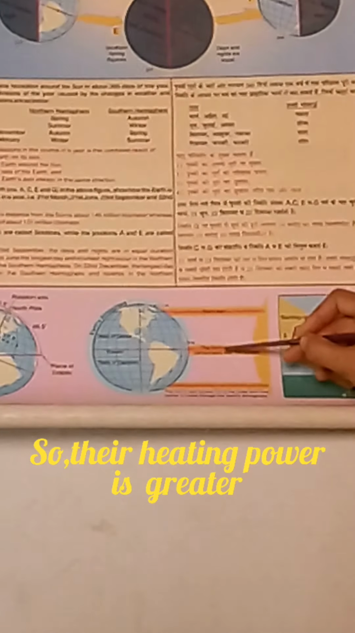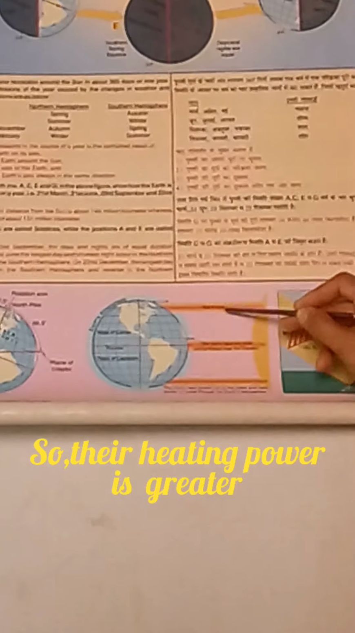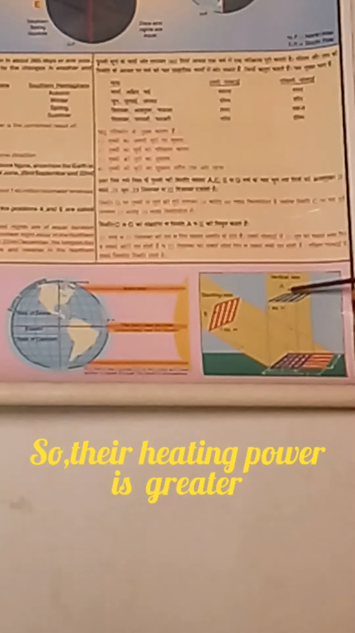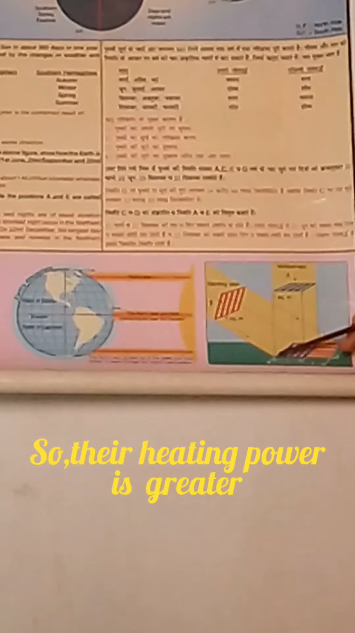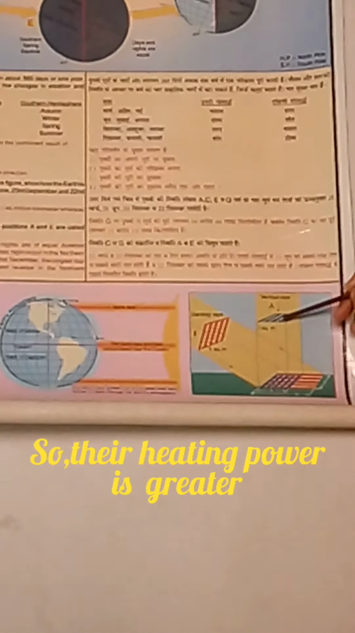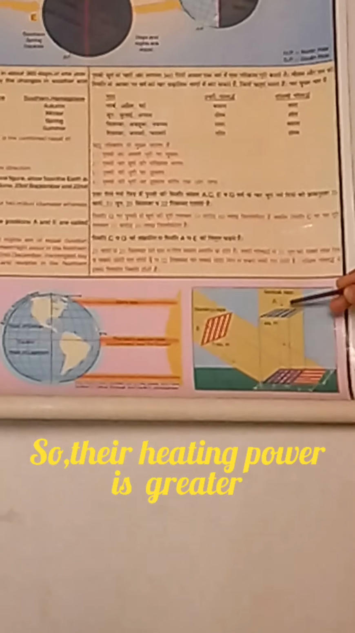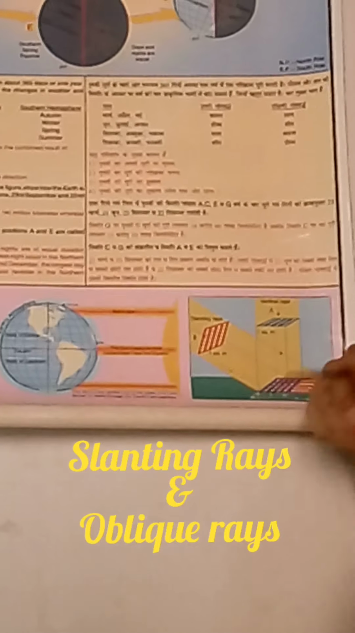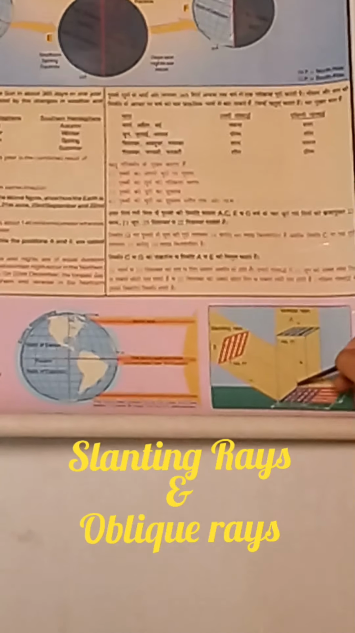What is the difference between vertical rays and slanting rays? In this diagram, it is explained. Here the vertical rays are concentrating over a small area. So the complete heat energy carried by the vertical rays is concentrated in that region. So it is able to increase the temperature of that area.